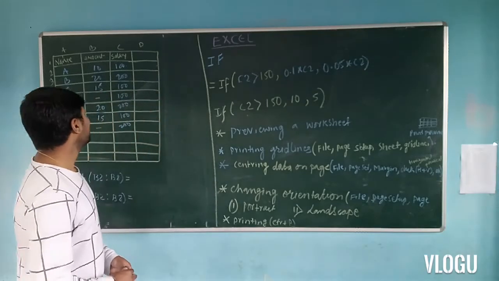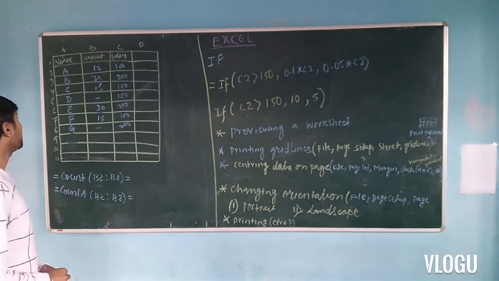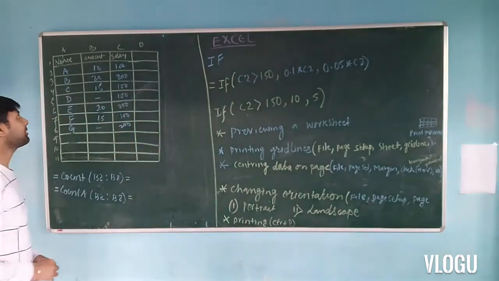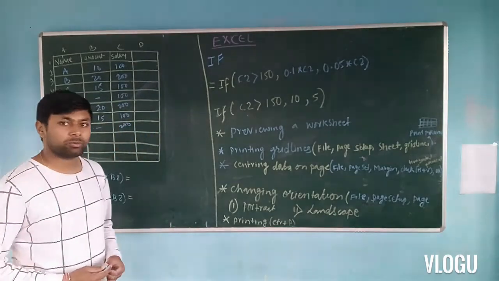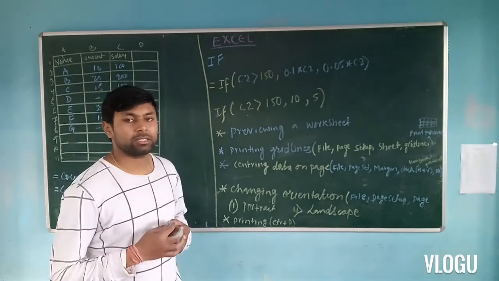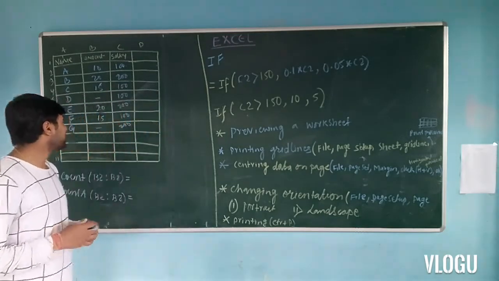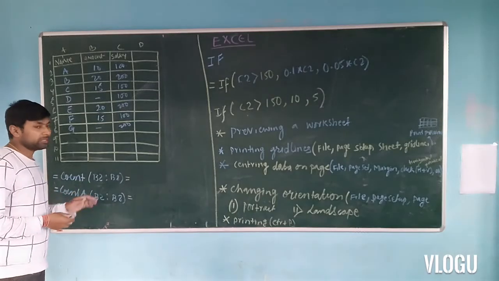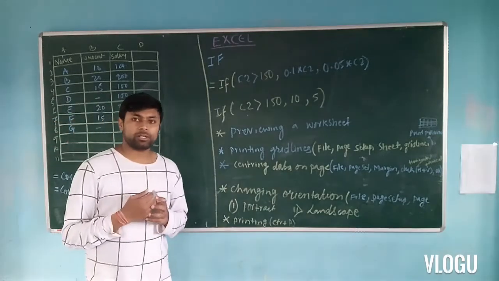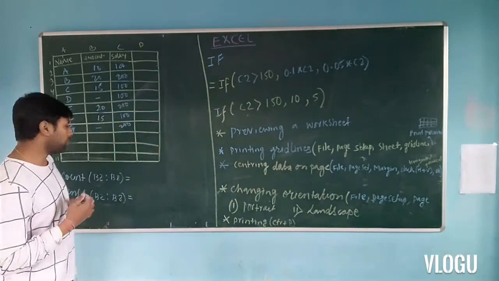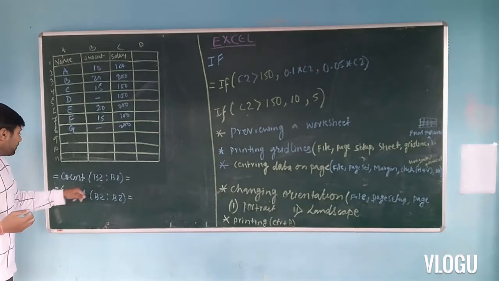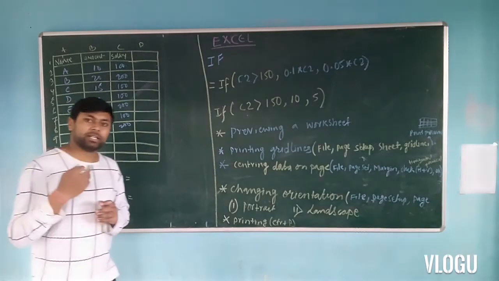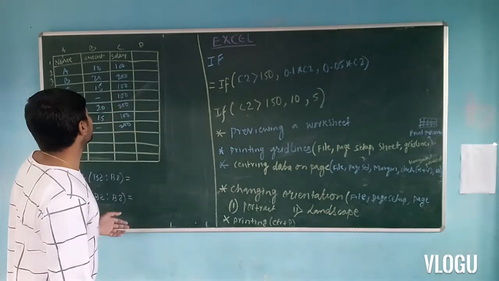Okay, today we will learn Excel, the second part of Excel. Now we have covered the basic part of Excel, and now we will go for some functions of Excel. See first, count. Count means simply count the number. There are two counts in Excel: count and count A. What is the difference between count and count A? Let's see in this video.